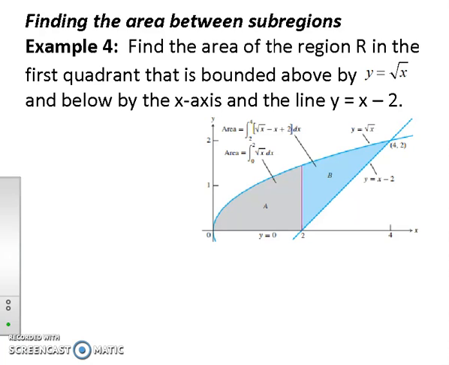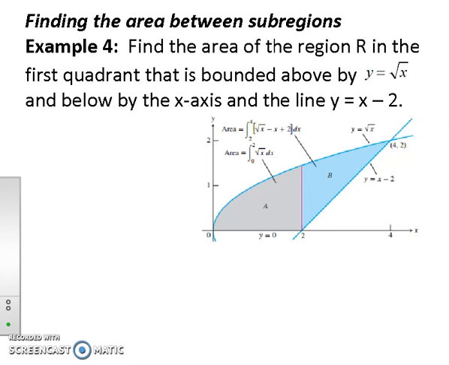All right, so this is the second video on area between curves for AP Calculus section 7.2 in your textbook. So we're going to pick up with example number 4. Here we want to find the area of region R, which is the whole region bounded above by the curve y equals the square root of x and below by the x-axis as well as by the line y equals x minus 2. So in this picture here, everything that's shaded makes up region R.